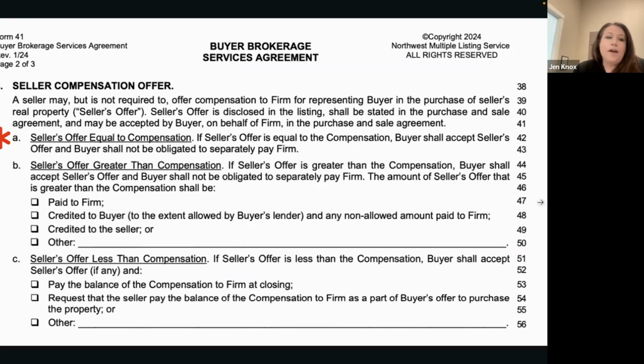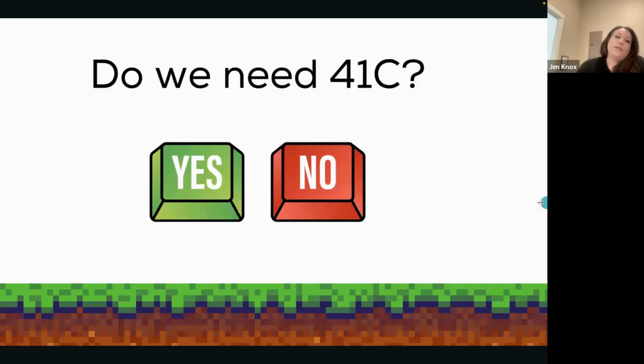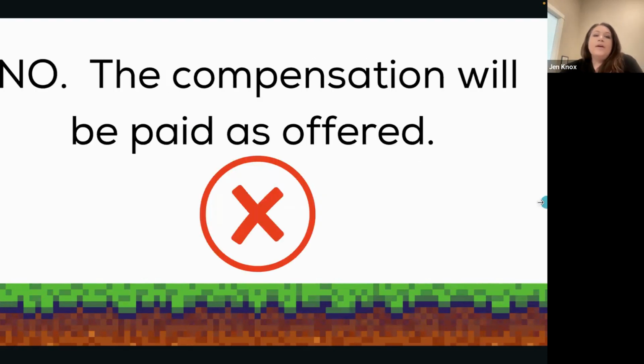So if the checkbox option on the listing is what's offered, the option on here is pay as offered. Do you use a 41C? When compensation is offered, as you've already agreed, there is no reason to use a 41C. So you do not need it.